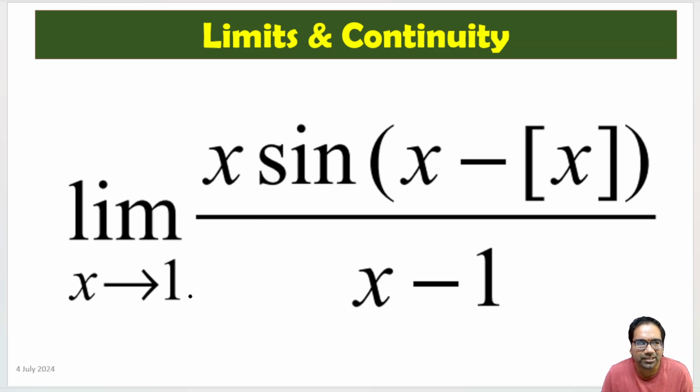Here we have the limit as x tends to 1 of (x sin(x − [x])) / (x − 1), where [x] is the greatest integer function. To understand this limit, first let's try to understand the graph of this function, x minus the greatest integer function of x. What does that mean? This is a periodic function, right?